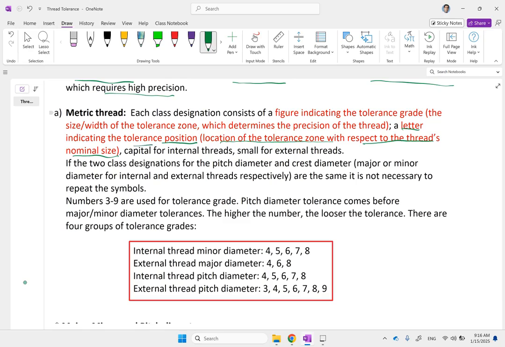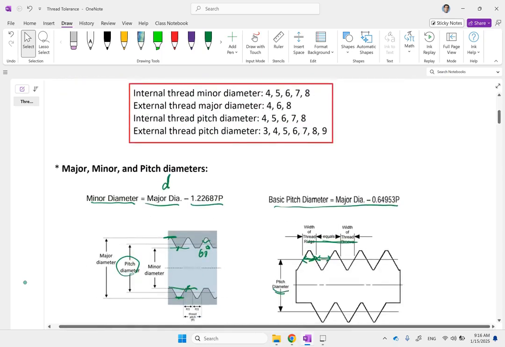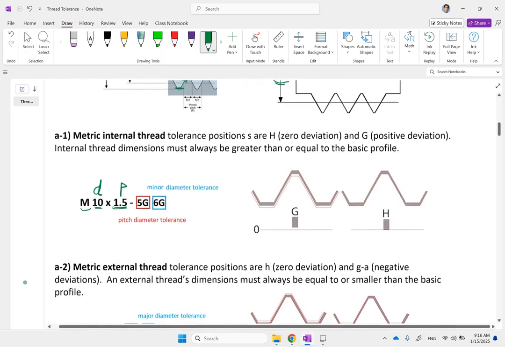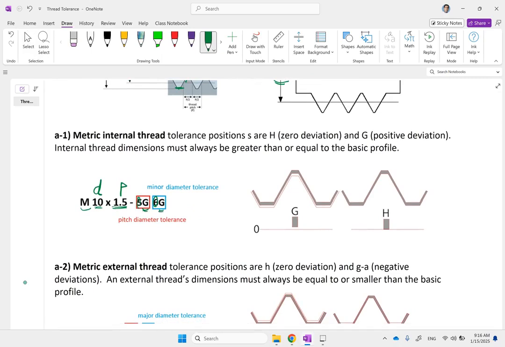The other one is called the tolerance grade or class, a number which determines the size of the tolerance zone. So one is the location, the other one is the size of the tolerance zone, and the size, of course, determines the precision with which you have to make the thread. As you can see here, there is a number like 5 or 6, and there is a letter like G. So G is the location, and 5 or 6 is the size.